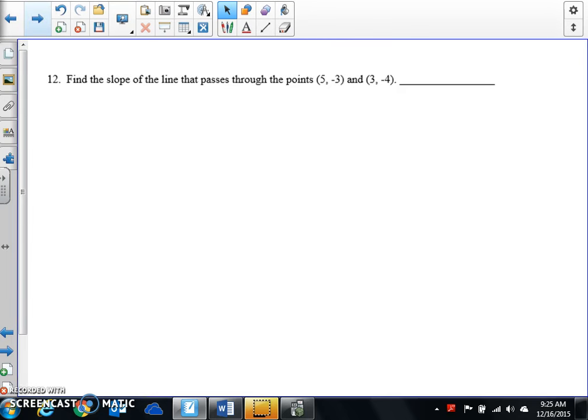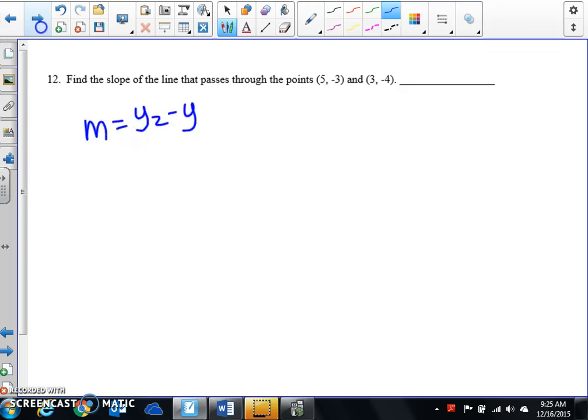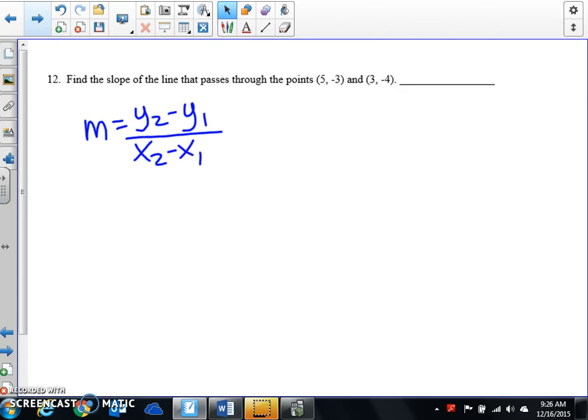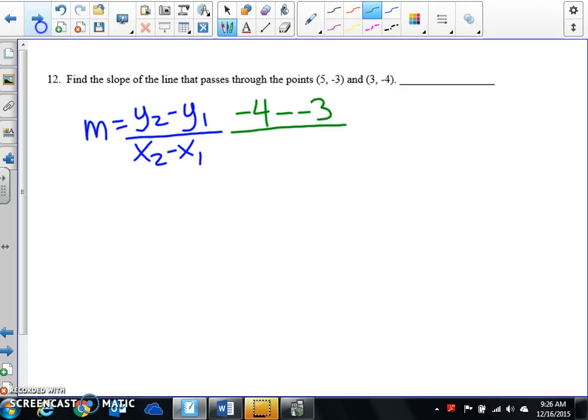All right, find the slope of the line that passes through the points. I'm given 2 points, so I start with my slope formula. M equals y2 minus y1 over x2 minus x1. And now I just plug in my points. So I've got -4 minus a -3 over 3 minus 5.